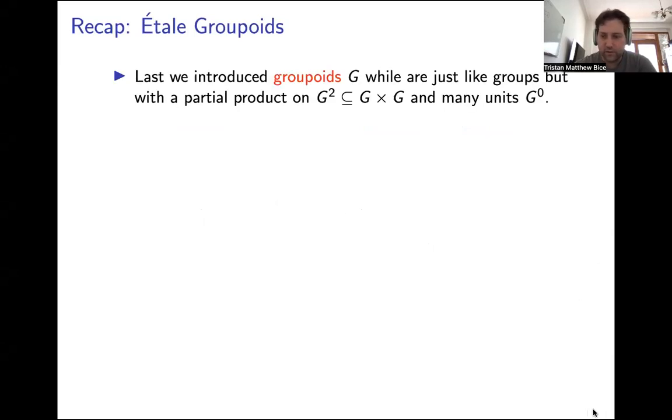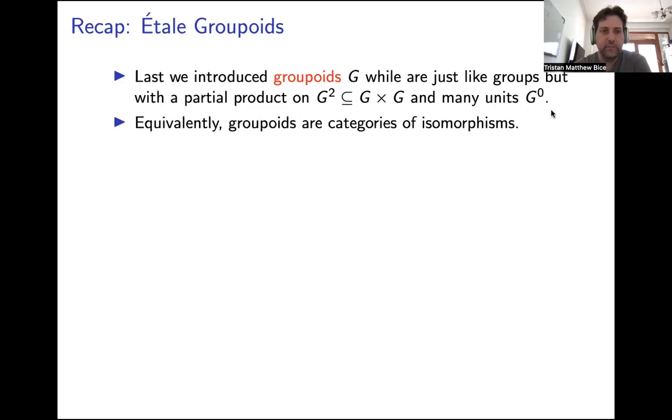As a quick recap, remember last lecture we introduced groupoids. They can be looked at in various ways, but basically they're like groups, except instead of a product everywhere for arbitrary pairs of elements, you only have a product on certain specific pairs of elements. These specific pairs are usually denoted by G2. So this inclusion here can be strict. The product is not necessarily defined everywhere. And because of that, there can be many units, not just a single one, as in the case of groups.